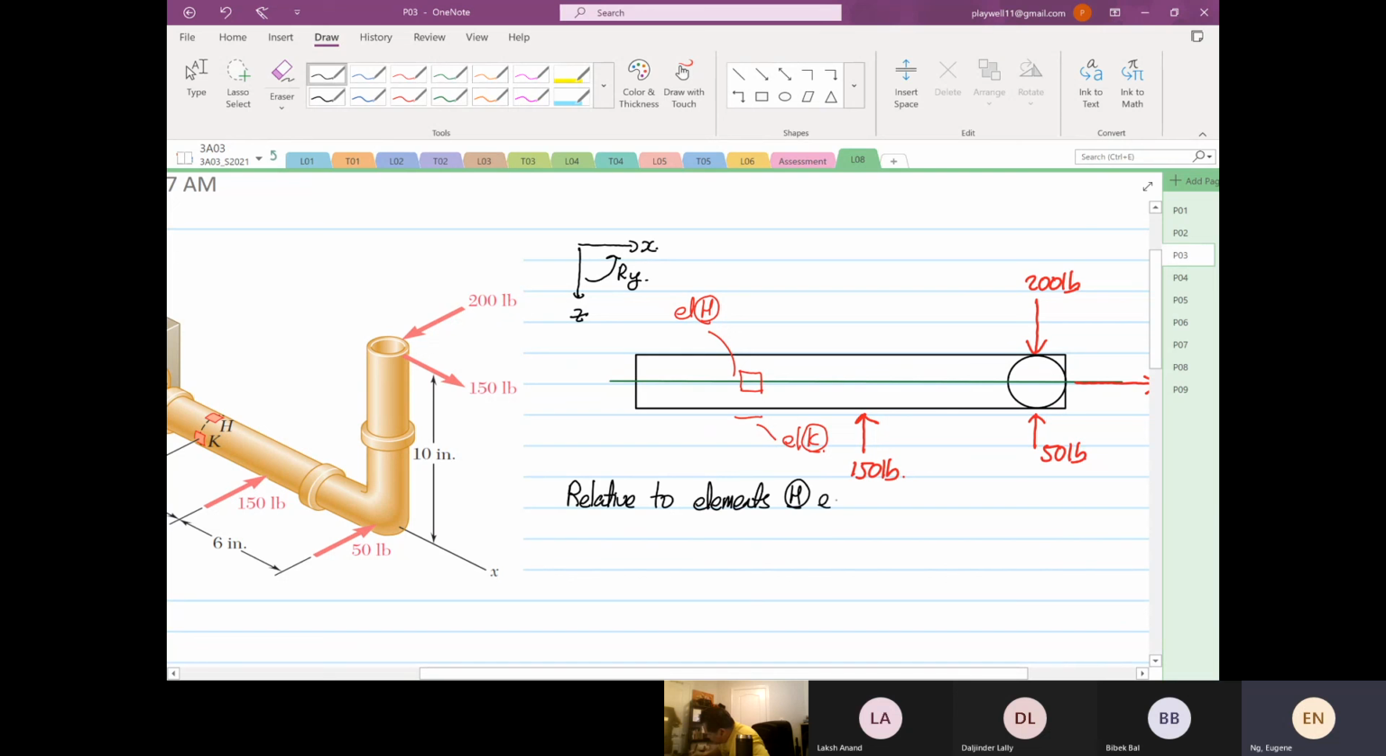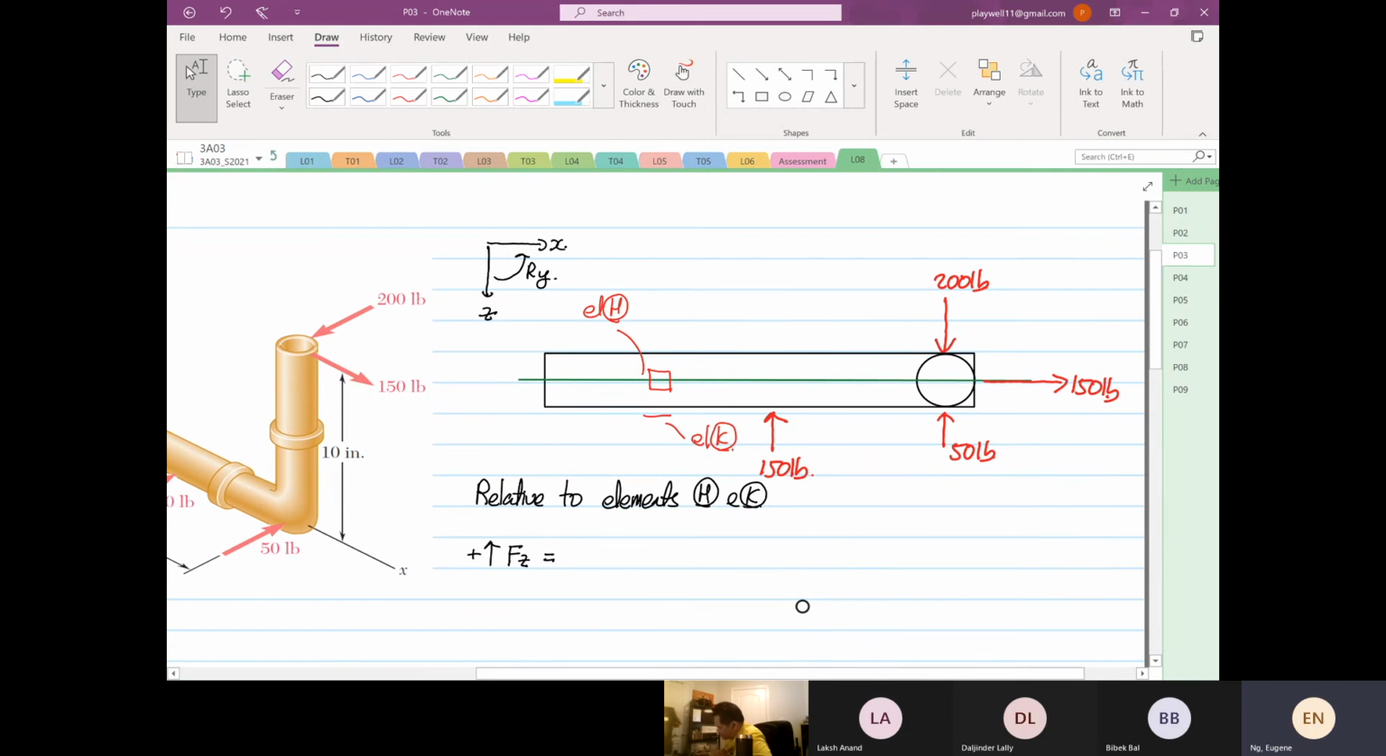By the way, I'm not doing static analysis. Why am I not doing static analysis? I'm not saying the summation of forces in X, Y, and Z is equal to 0. We did not do that. Everything is relative to the element. So whatever is going up is my F in the Z direction. Everything is relative to elements H and K.